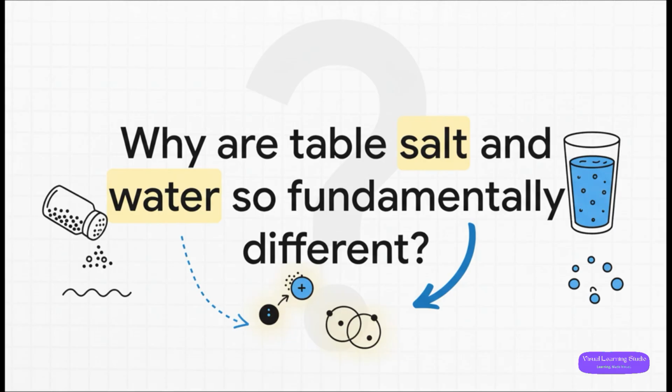One is a hard little crystal you can hold in your hand. The other is a liquid. What on earth makes them so different? Well, it all boils down to a simple choice their atoms make. Do we give something away or do we share? That's the whole secret, and we're about to make it super clear.